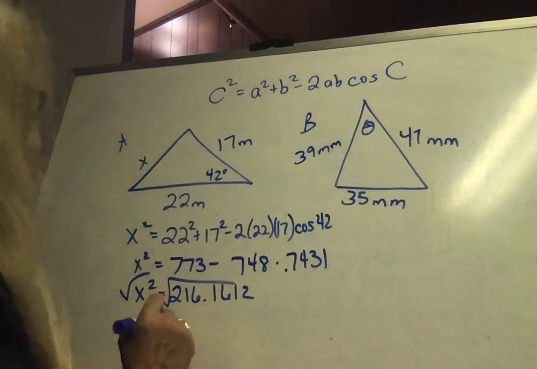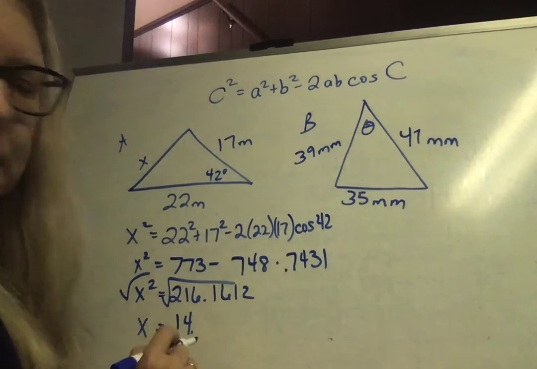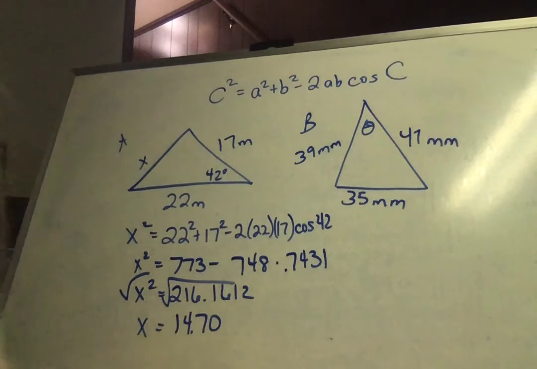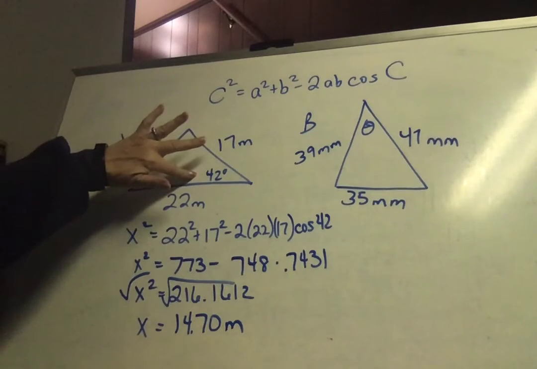is 14.7024. In other words, oh no, this is to the nearest hundredth. 14.70 meters. Okay, that's how you do it if you have two sides and the angle in between.